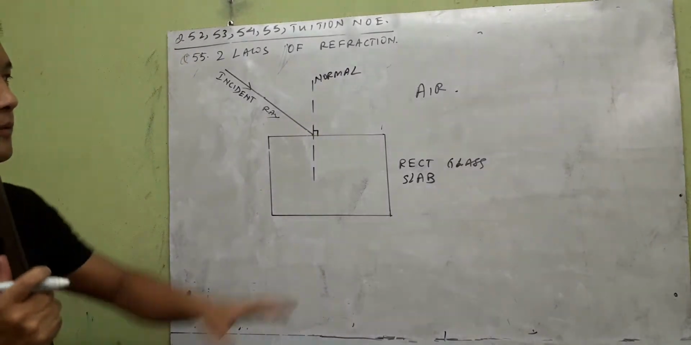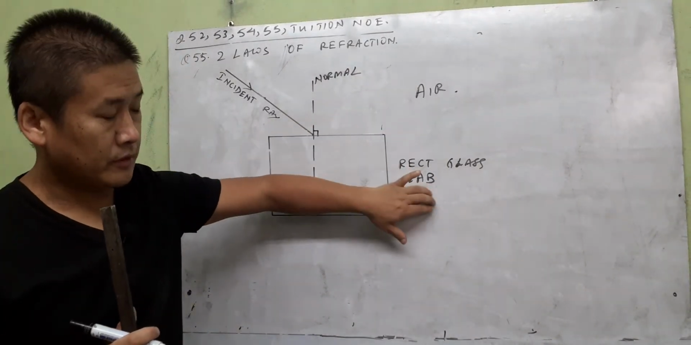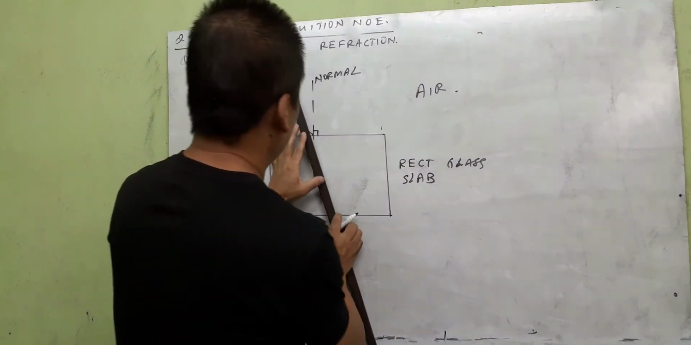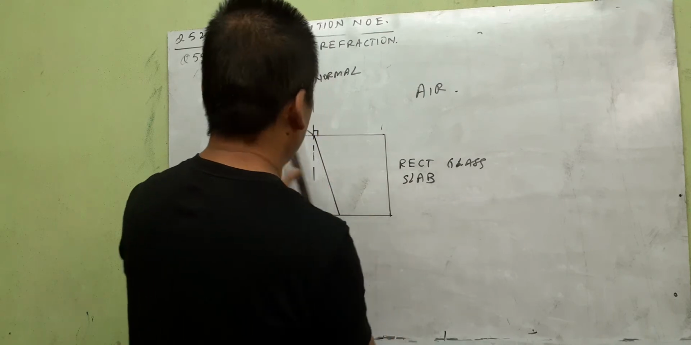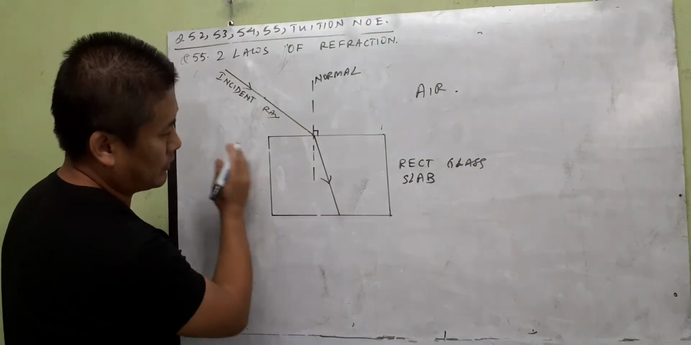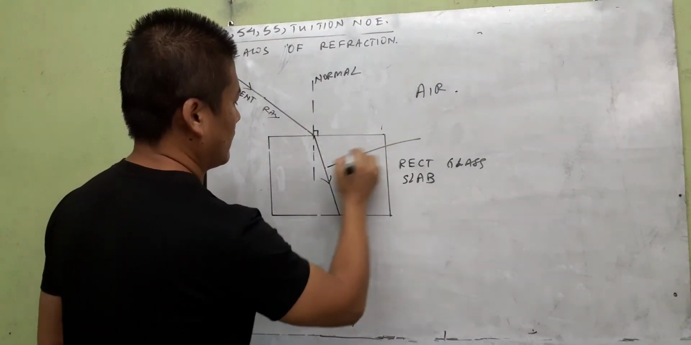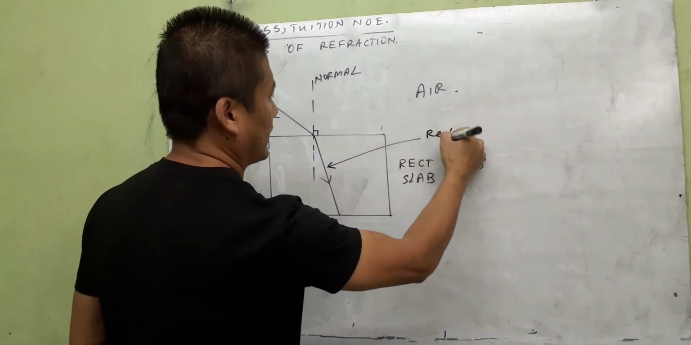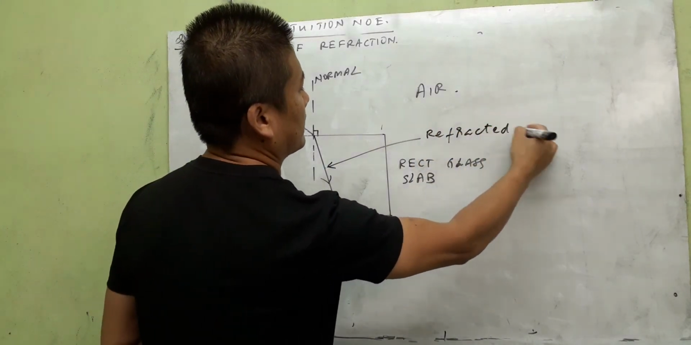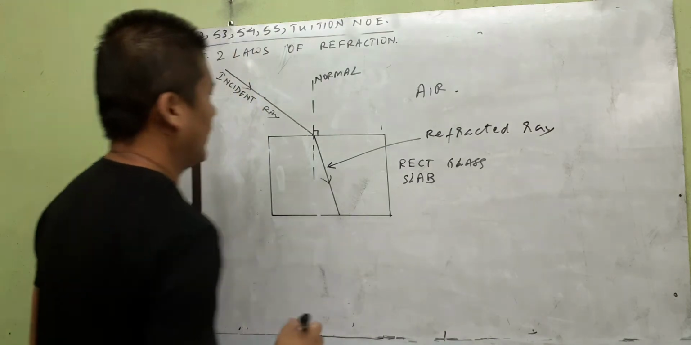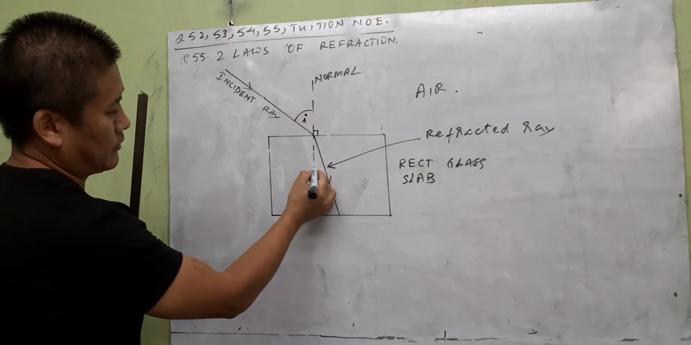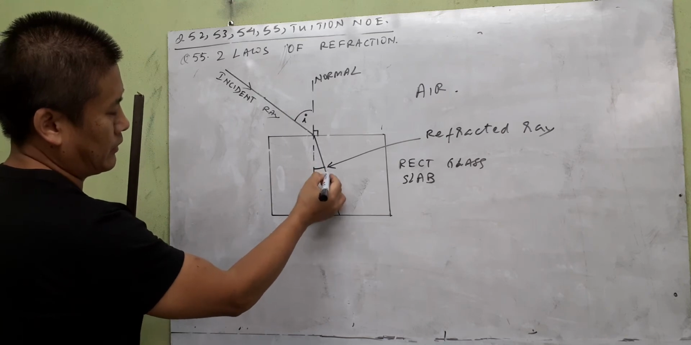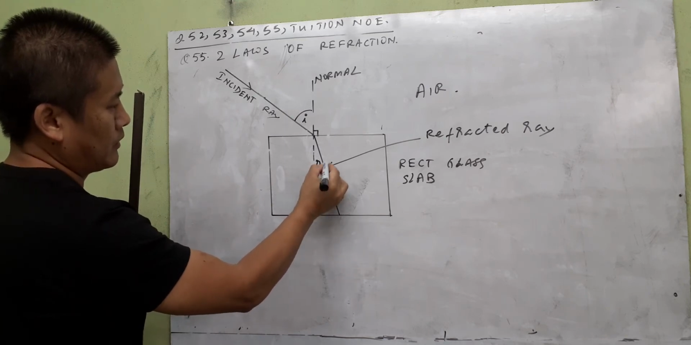They enter from air, which is rarer compared to glass, so it will bend towards the normal. This is called the refracted ray, the one which is bent towards the normal. Draw this along with me, okay? Refracted ray. The angle between the incident ray and the normal is called the angle of incidence. The angle between the refracted ray and the normal is called the angle of refraction, small r.